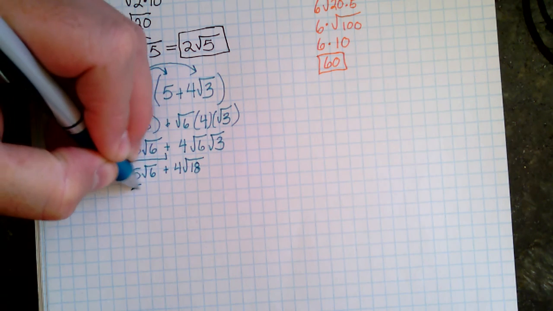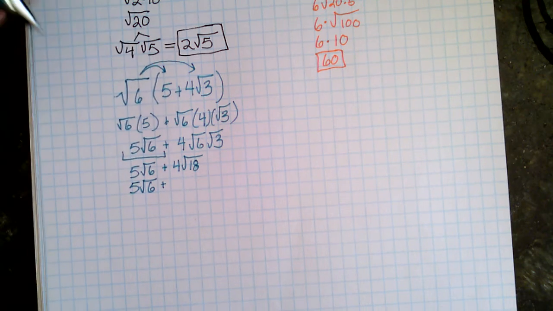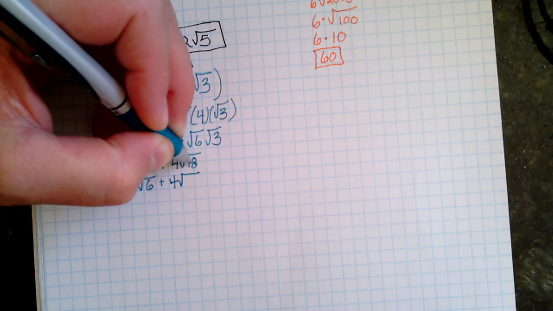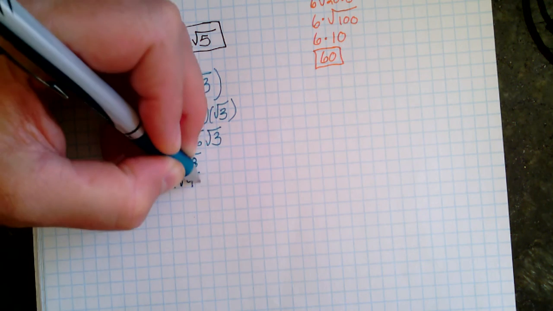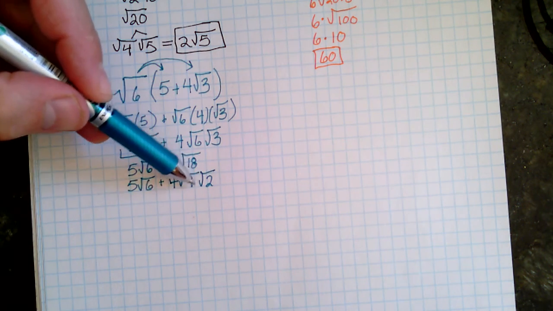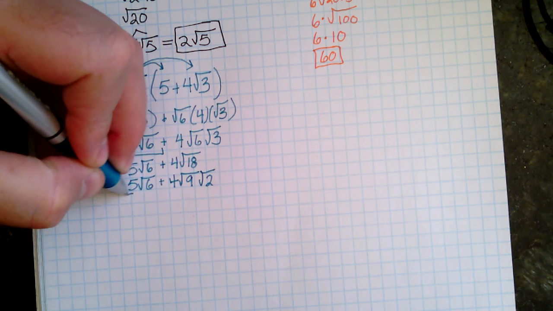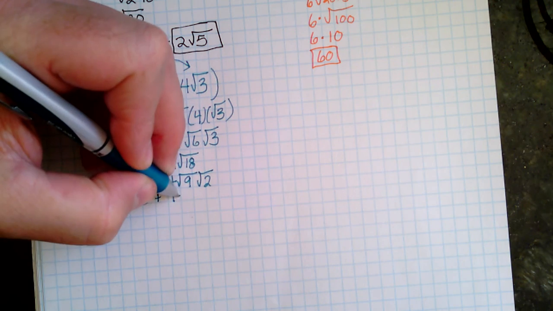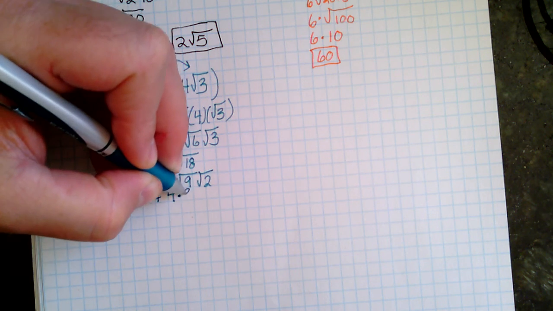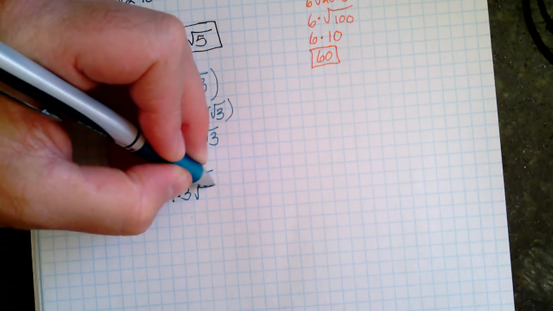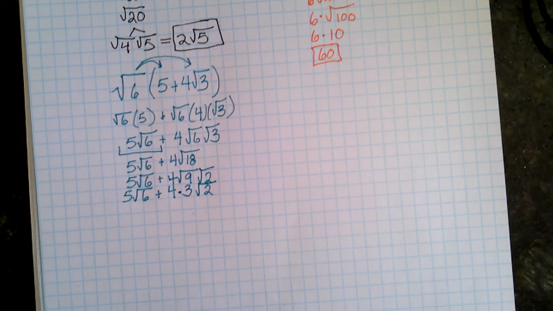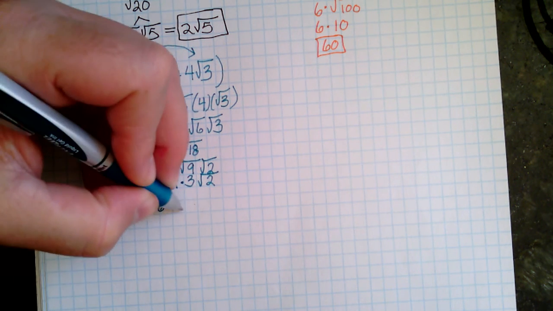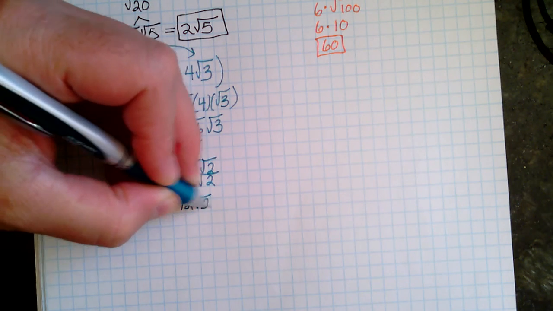So one way to solve that: let's take 5 root 6 plus 4. Now I'm going to factor root 18 as 9 and 2, because 9 times 2 is 18. And then what I know is that 4 stays the same. I'm going to multiply that times the square root of 9, which we know is 3. And root 2 stays identical. And so finally, I have 5 root 6 plus 12 root 2.